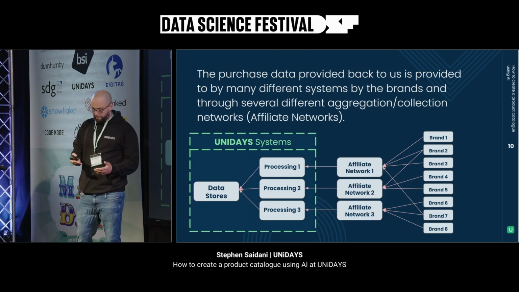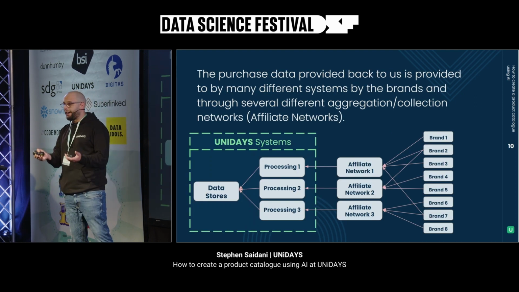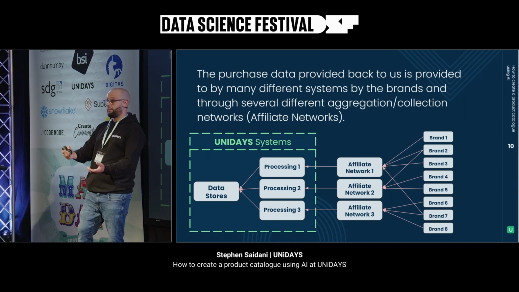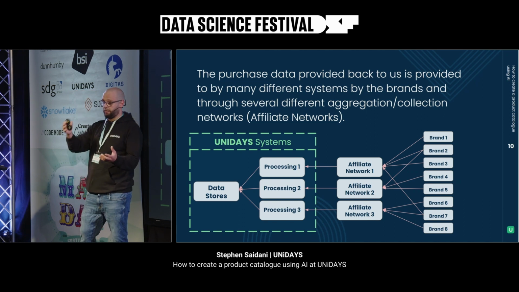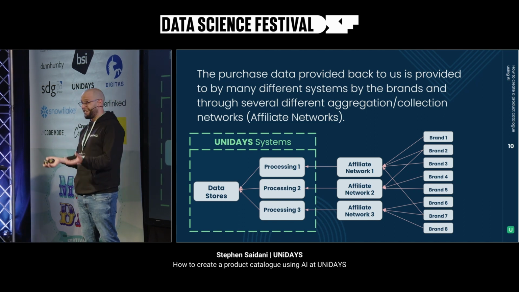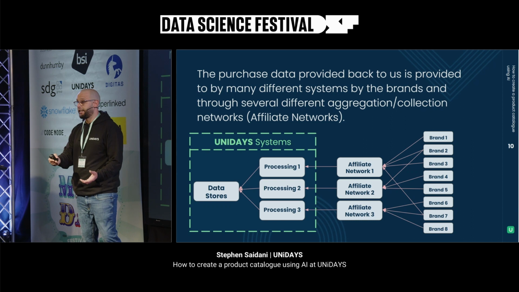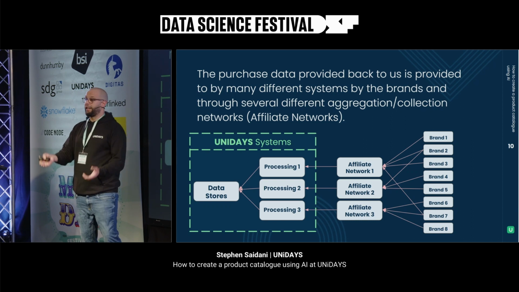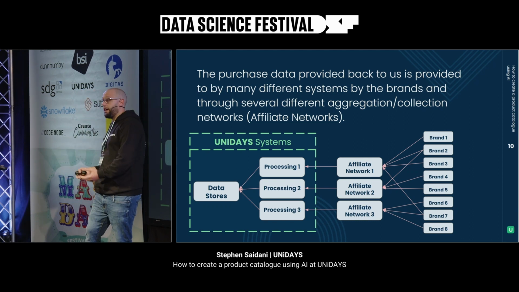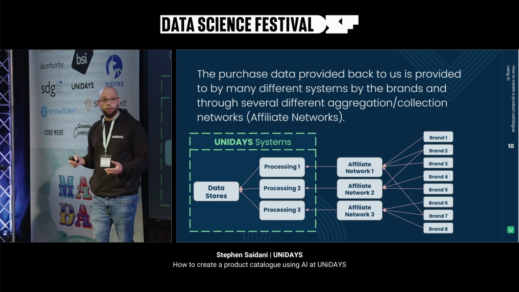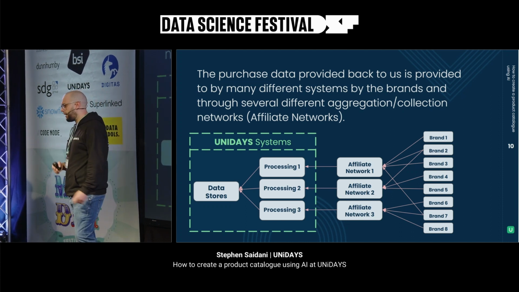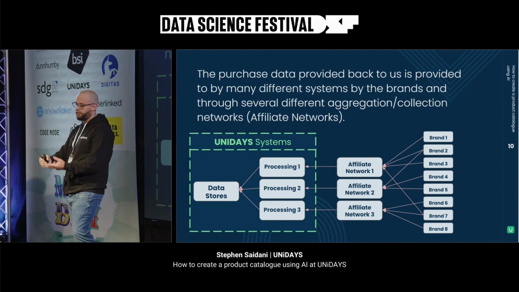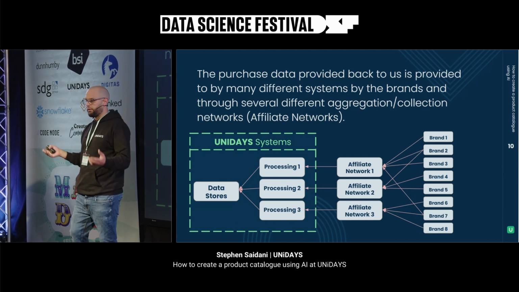So when the partners or the brands provide us back this data, it has to go through several steps. They're processing their data in their own way, and they're providing it to central systems called affiliate networks, which are then again processing their data. We're then collecting that data from the affiliate networks, and we're doing a load of processing on it, and then finally storing it in our data stores. We use AWS, so it's S3 and Redshift mainly that we're using, along with a host of other things.